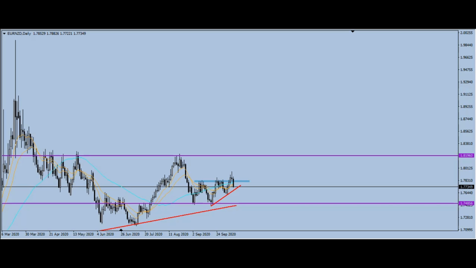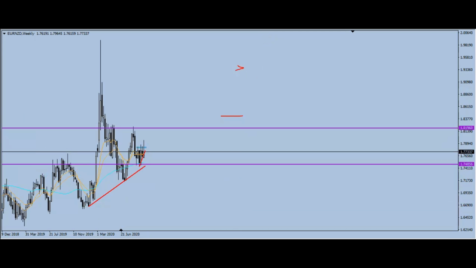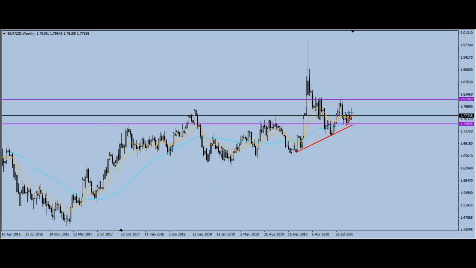And in EURNZD, I'll move on to the weekly for this because I want to show you this trend line which I drew right here. This is the weekly time frame. Remember, it's better you start your analysis from the weekly higher time frame so you can have a clear overview of what's going on. So I had this ascending trend line on my chart, and right here we have the first touch, here we have the second touch, and here we have the third touch. Even though it's not literally touching the line, it still acts as support.